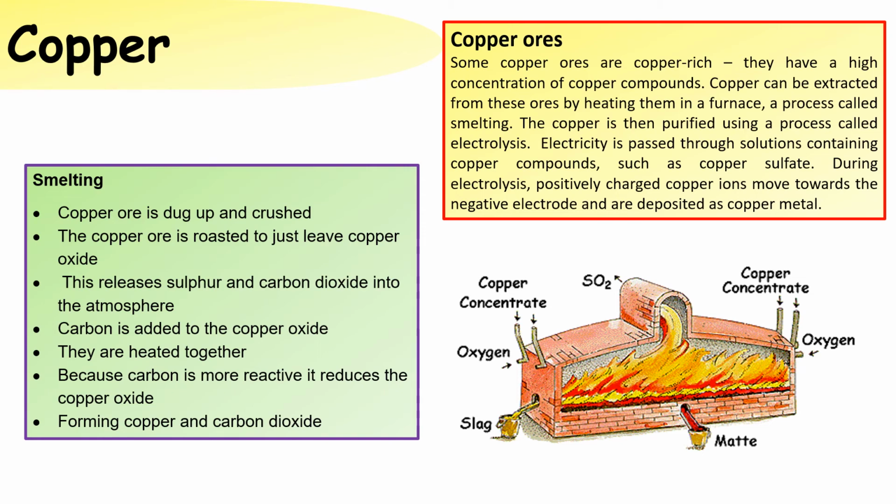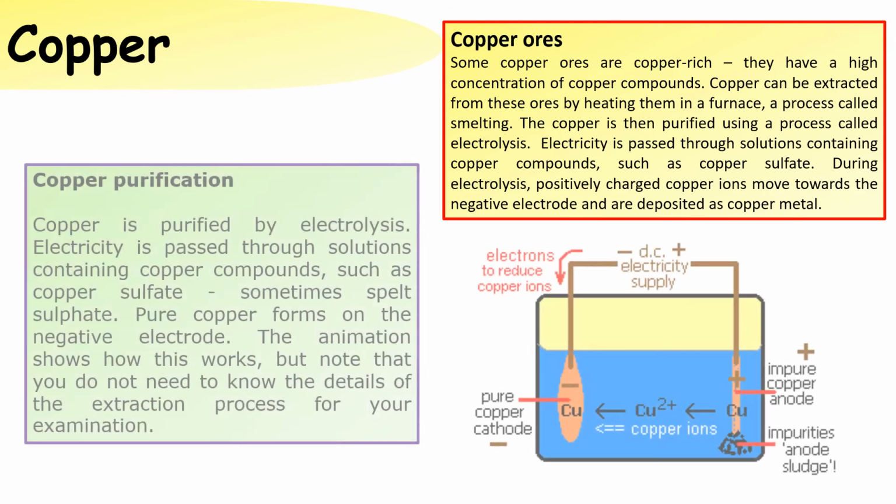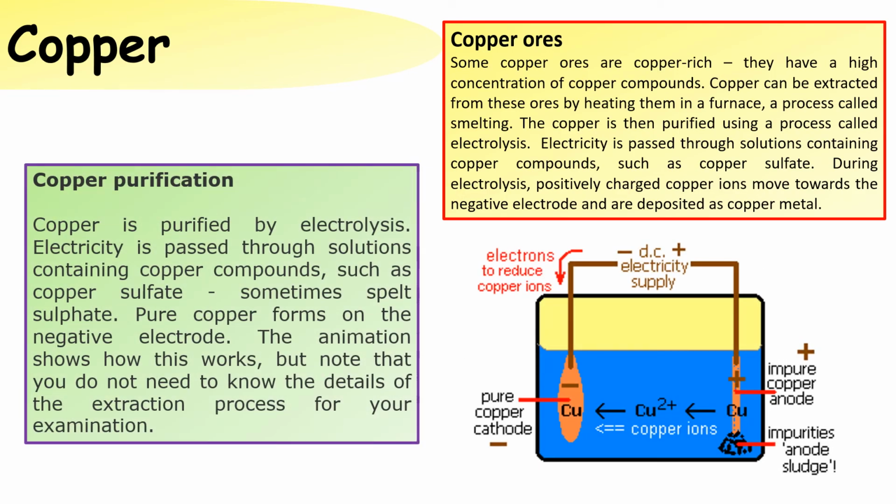Carbon is added to the copper oxide. They are heated together. Because carbon is more reactive than copper, the carbon reduces the copper oxide, so we're left with copper. Copper is purified by electrolysis, as previously stated.